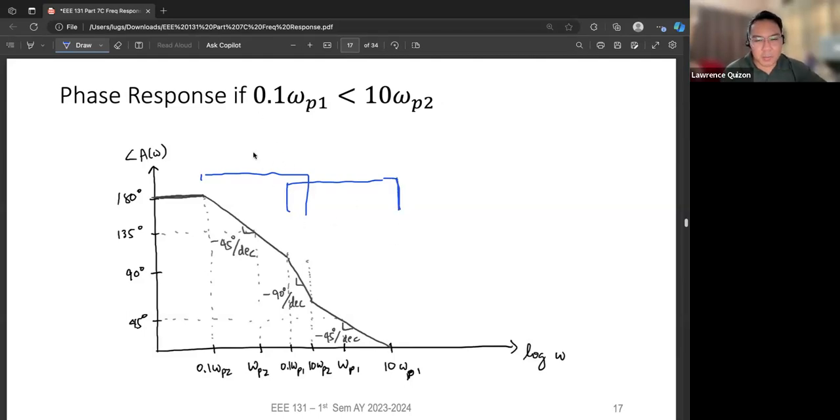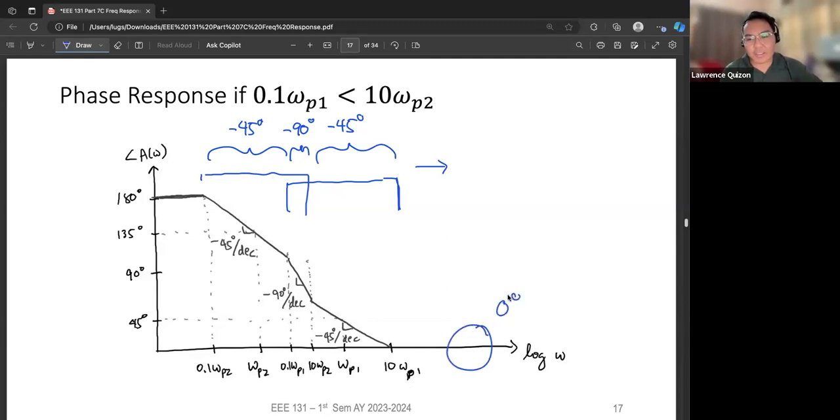So in which case, for this area, you would have a negative 45-degree slope. For this area, you would have two negative 45-degree slopes in your boundary plot. So magiging 90 degrees per decade yung slope dyan. Tapos, at this point, wala na yung influence ni pole number 2, in which case, babalik ka sa 45 degrees. And then here, wala nang influence yung poles. So flat ka na ulit doon. Kaso, in the end, what we have is magzi-0 degrees din sila sa dulo because it's 180 minus 180. The total influence of two poles at very high frequencies. All right?